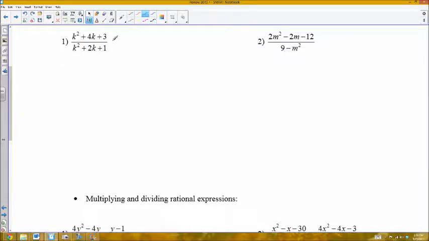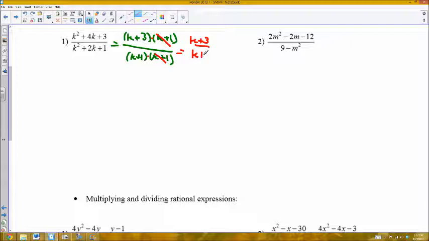So let's factor this. The numerator, what sums to 4 and multiplies to 3 would be 3 and 1. So this will be k plus 3 times k plus 1. Divided by, multiplies to 1 and adds to 2, is k plus 1 times k plus 1, or k plus 1 squared. Now that I have these factored, I can cancel factors between the numerator and denominator. As a common factor of k plus 1, I'll cancel them both out, and I'm left with k plus 3 over k plus 1. Now don't forget, these k's do not cancel out because they are not factors.